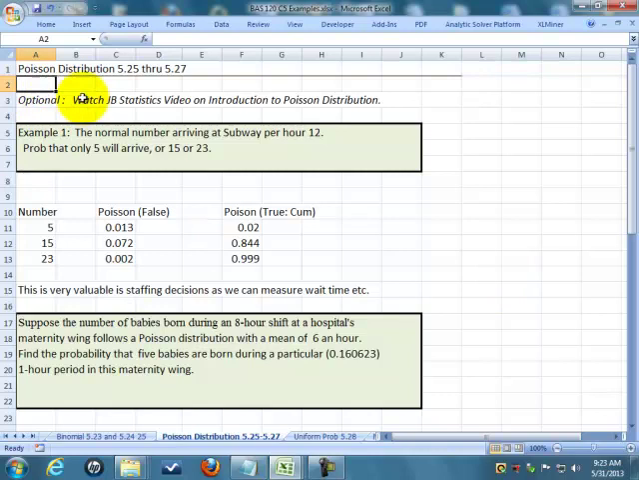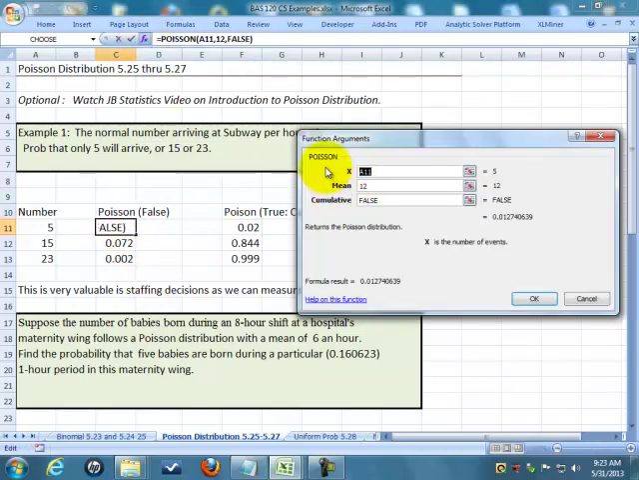Again, there's a lot more optional videos that go through the Poisson distribution in detail, but let's say a Poisson distribution is where we have an event where it's a timing, like people arriving at a subway. And we know that on average, 12 per hour arrive at the subway. Well, what is the probability that only 5 arrive, or that 15 arrive, or that 23 arrive? Well, this false and true for the cumulative is going to come in the same way. We're going to do the same thing, except now we're going to use a Poisson distribution.